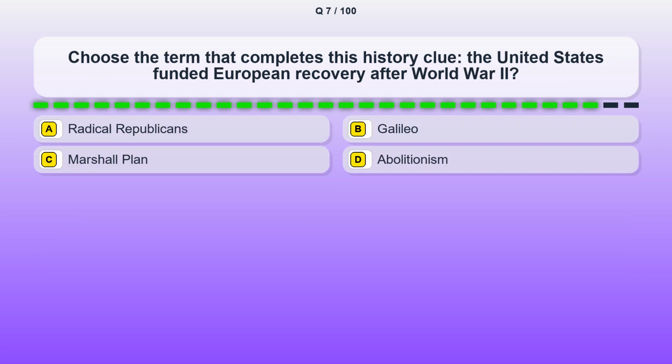Question 7. Choose the term that completes this history clue. The United States funded European recovery after World War II. Option A. Radical Republicans. Option B. Galileo. Option C. Marshall Plan. Option D. Abolitionism.